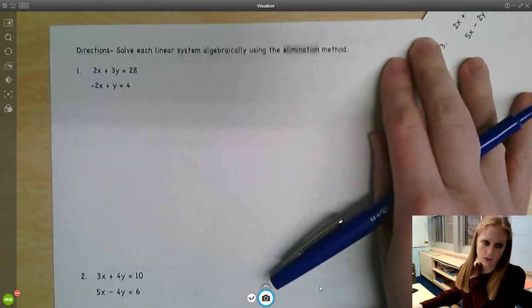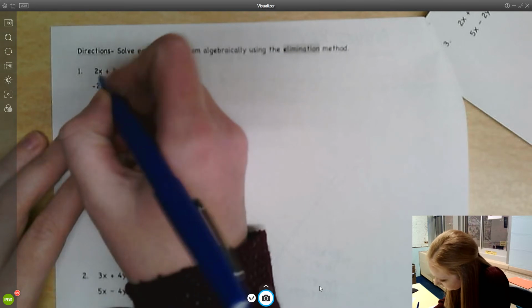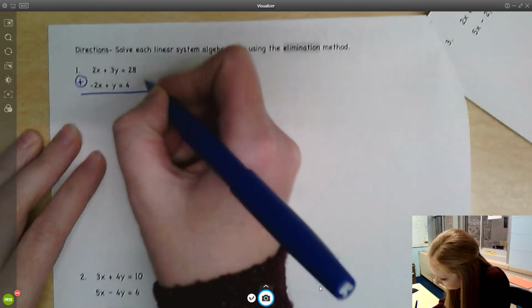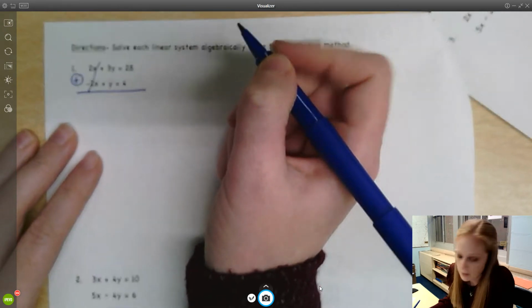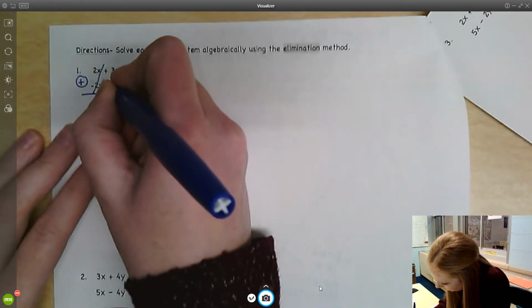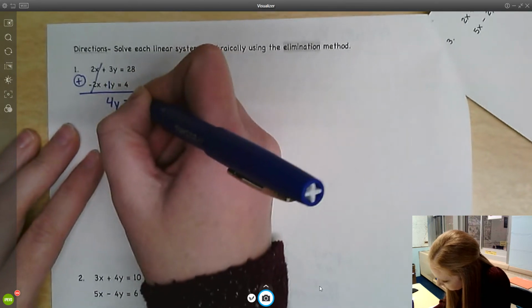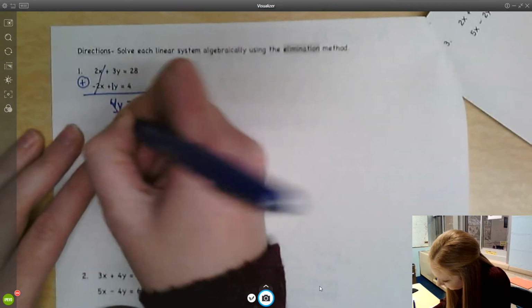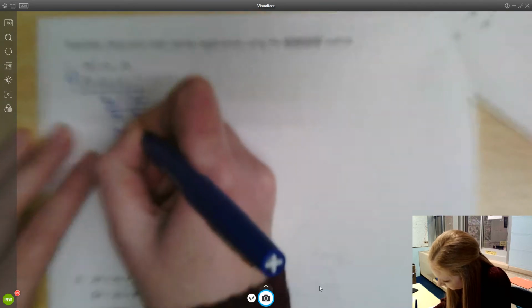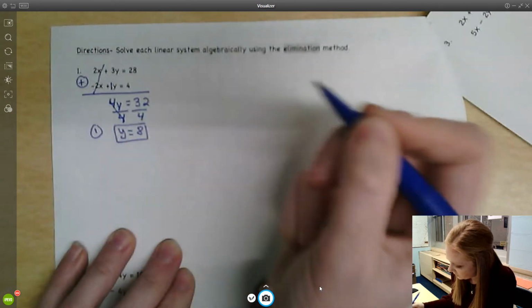In the first set of systems, they're lined up really nicely, and it looks like when we add these two equations together, our x's are going to eliminate right away, so we don't even have to multiply by anything. And then let's add together our y's. 3y plus 1y is 4y. 28 plus 4 is 32. Solve for y. And we get that y equals 8. So that was our first thing that we had to find.